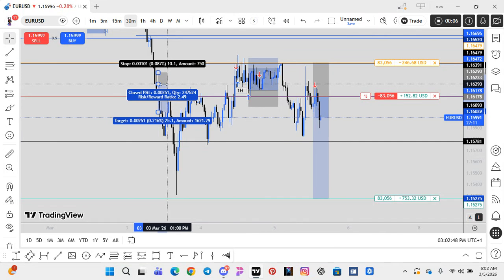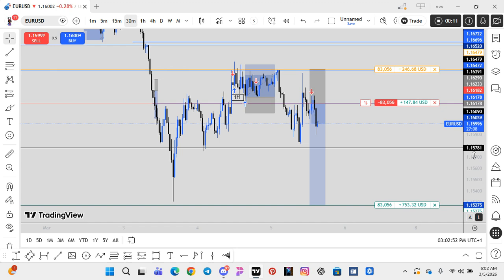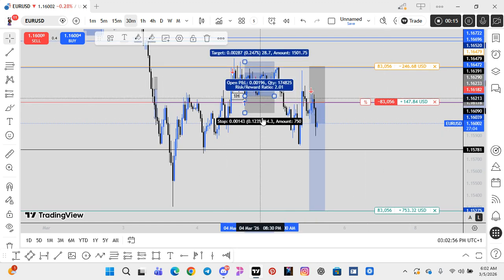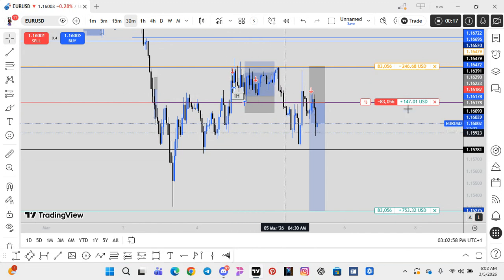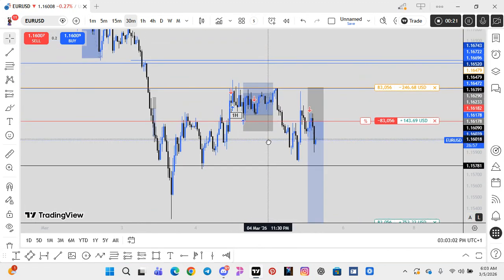Basically, this is the trade I'm currently in. This is EUR/USD, and a quick recap on yesterday: I took an L trying to short EU down.